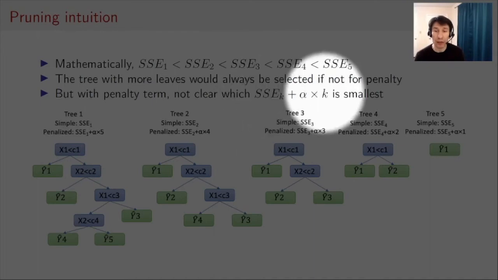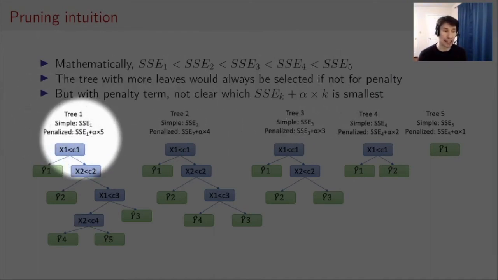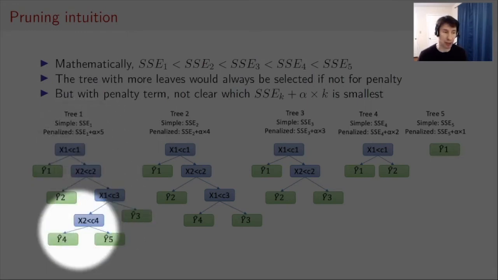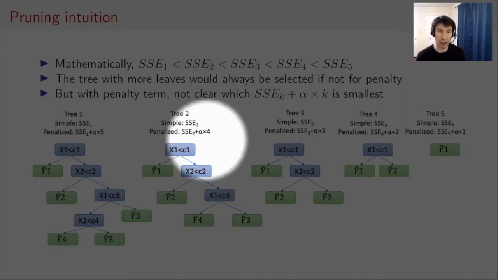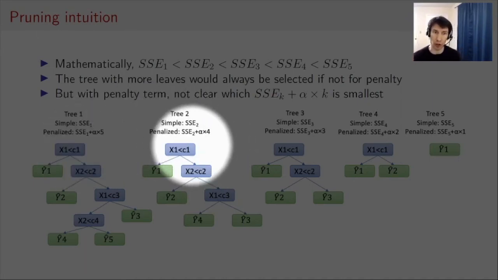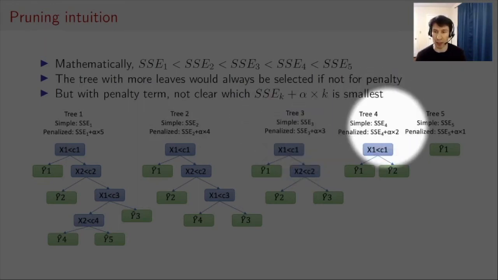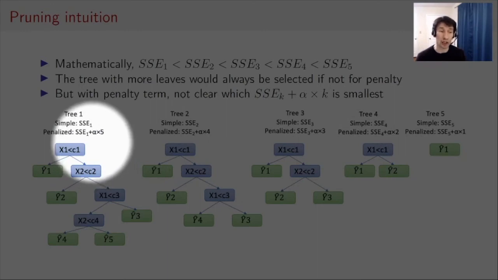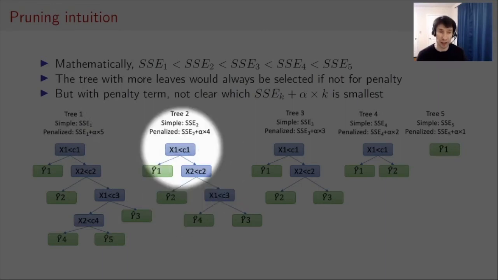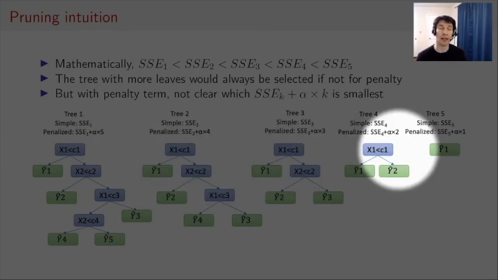However, with this penalty term, it is not clear which one is smallest, because here we take SSE plus alpha times 5 because there are 5 leaves. Here we take SSE with alpha times 4, so this SSE is larger, but we added a smaller penalty, so we don't know if in total it is larger or smaller. And same thing here, and same thing here. So we don't know beforehand which of these will have the smallest penalized SSE. And that's how you might end up picking this tree or that tree or a smaller tree rather than just always the biggest tree.